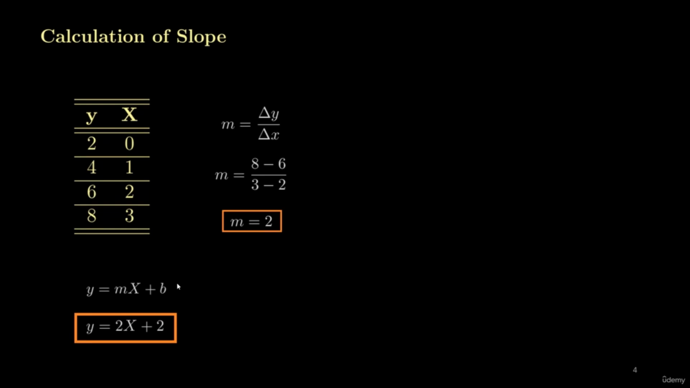The intercept was also 2. Now, if I put these values here, I will get the equation of a straight line. So this is the slope intercept form of a line, which is also a basis for the concept of regression. That's why we are starting from here.